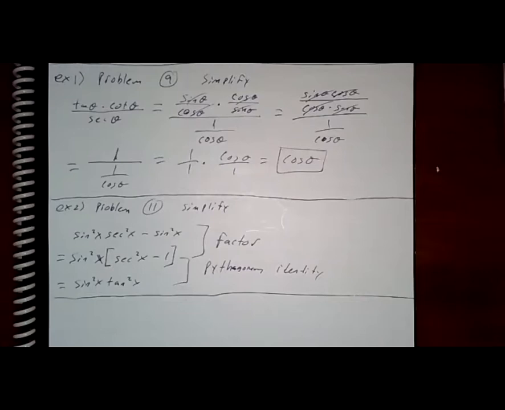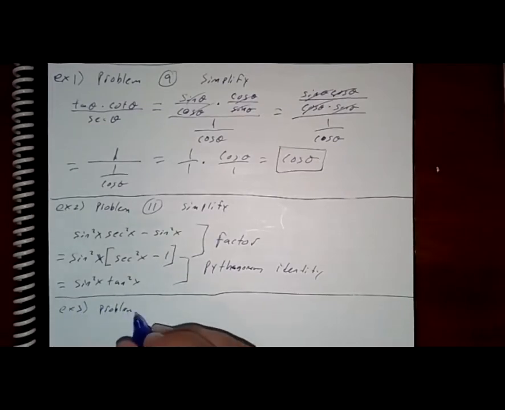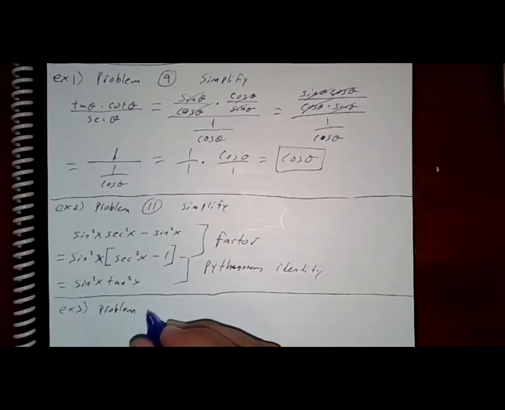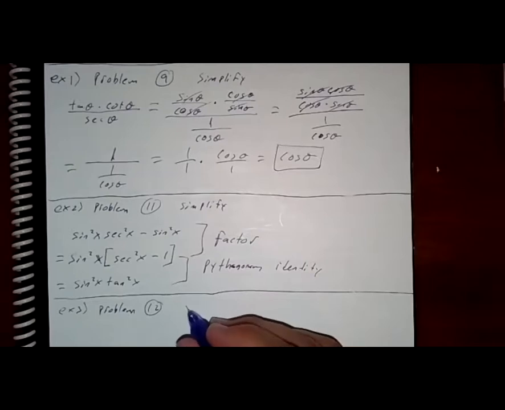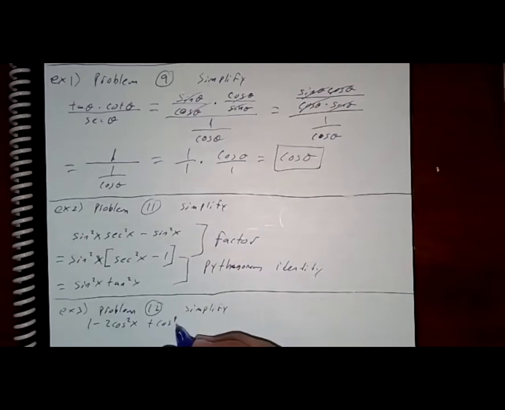Let's do, no, this one looks kind of hard. Problem 12 in your homework. Still simplify: 1 minus 2 cosine squared plus cosine to the 4th x.